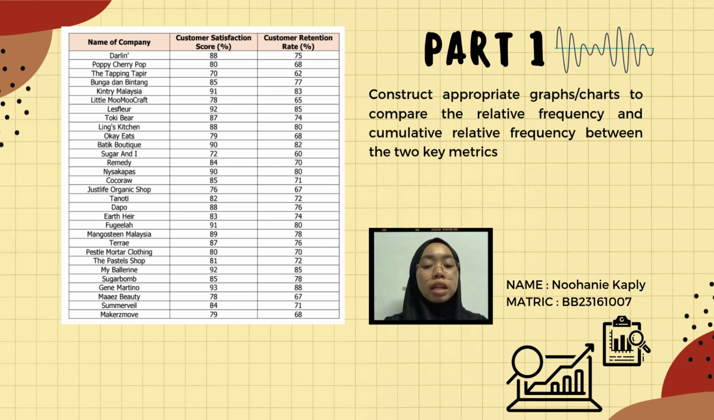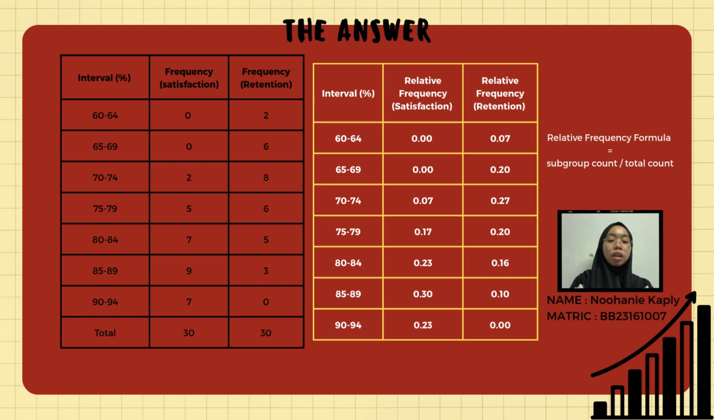Based on the frequency data, the goal is to know how the customers are distributed across different score ranges from 30 local companies. Beginning with the customer satisfaction score, we can see from the table that 70 until 70% is the lowest frequency, which is only 2 customers, and most customers give a satisfaction rate of 85 until 89%, which is 9 customers.